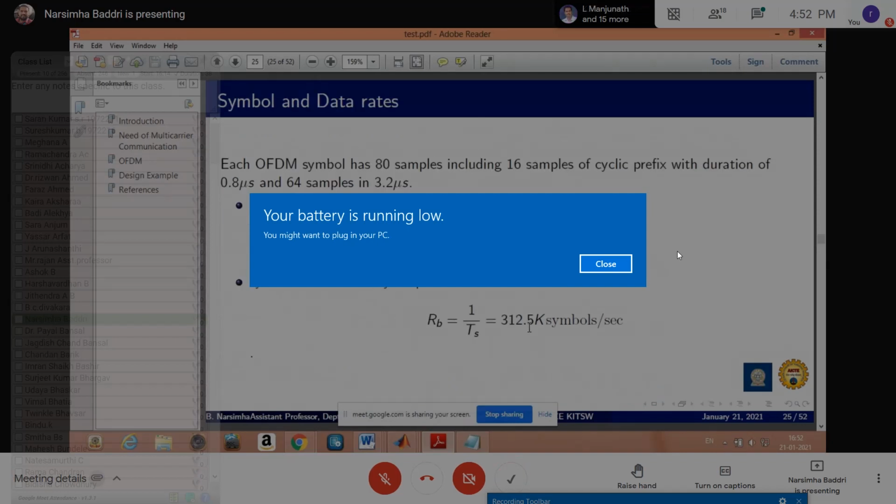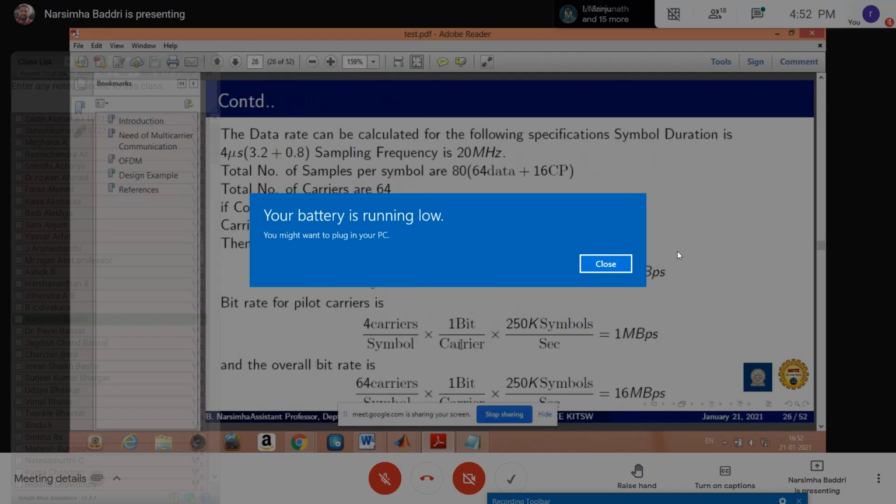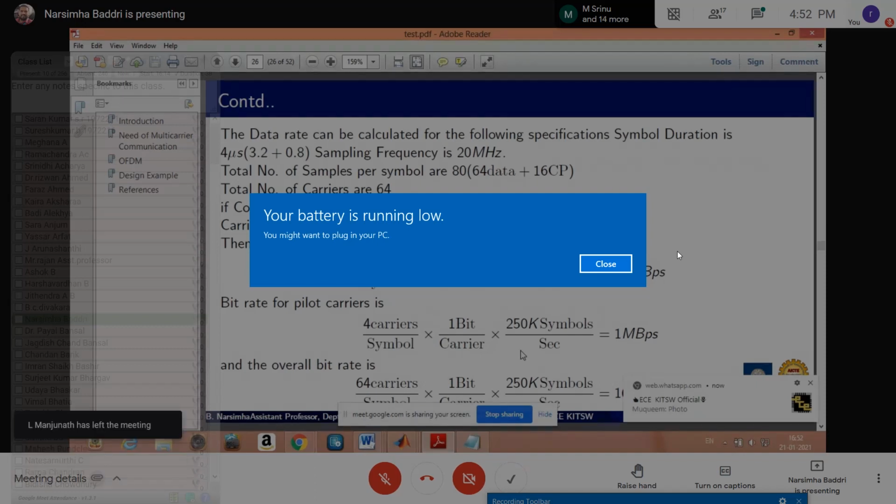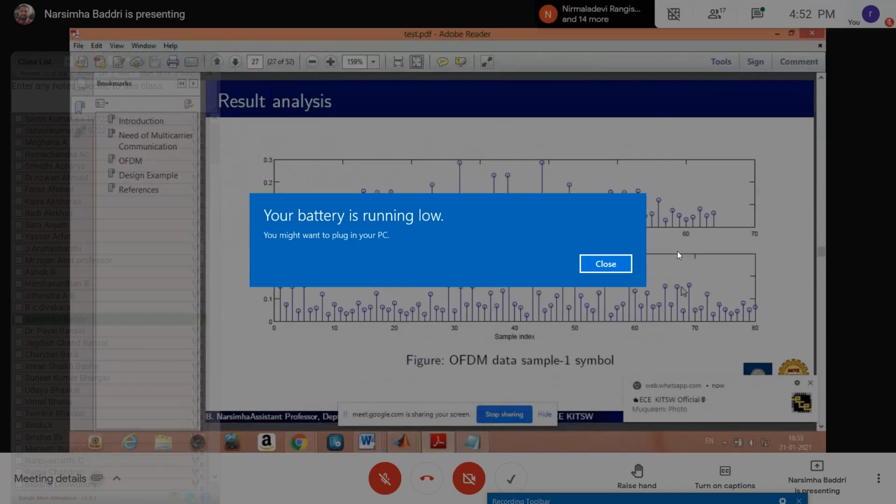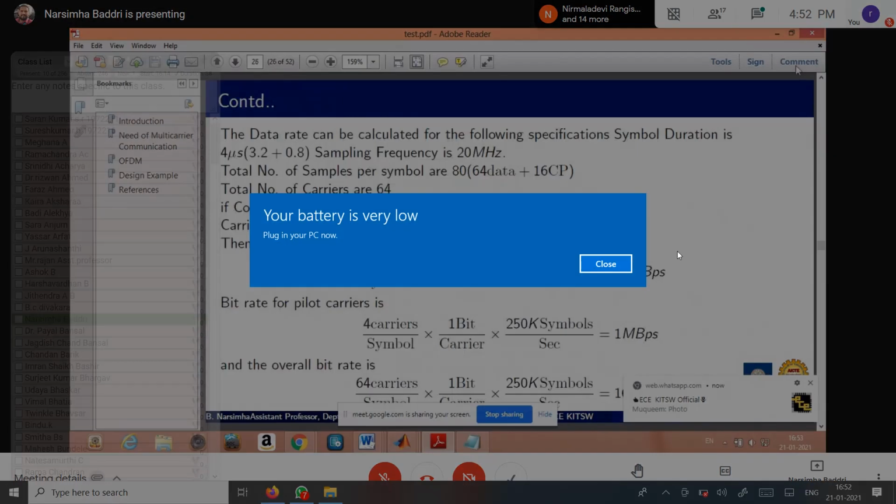The symbol rate with cyclic prefix, and this one is without cyclic prefix, 3.2 microseconds, something like that. So at least you can verify and cross check these values. These are some results. Now we will enter into the program.